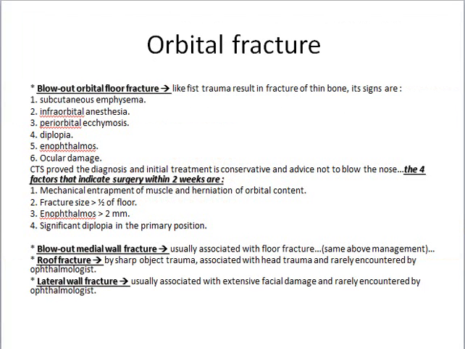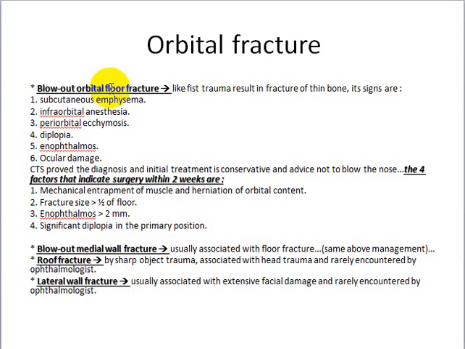Other trauma is orbital trauma or orbital fracture. As we know from our previous lecture in anatomy, the orbit is a bony structure consisting of 4 walls: the roof, the floor, the medial, and the lateral wall. All these walls may suffer from fracture. A common fracture is blowout floor fracture or blowout medial wall fracture. The roof fracture and the lateral wall fracture are rare fractures.